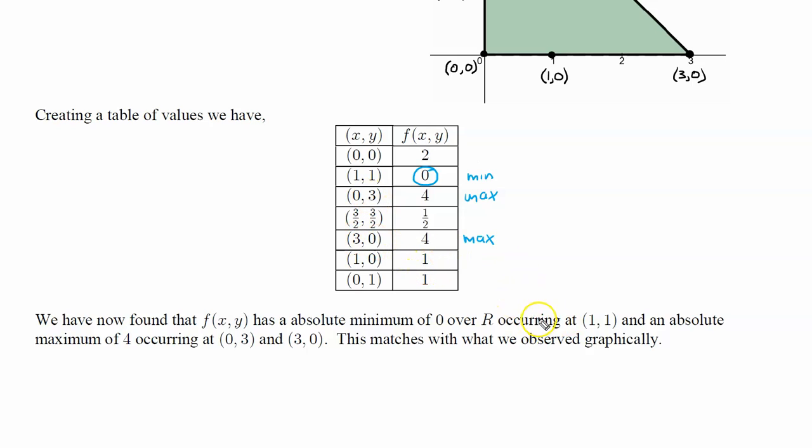And so there you go. We have now found the absolute minimum to be 0 for our function occurring at (1, 1). And we found that the absolute maximum is 4, and that occurs at two different locations in the xy plane. And we can see this graphically if we look at these up here.